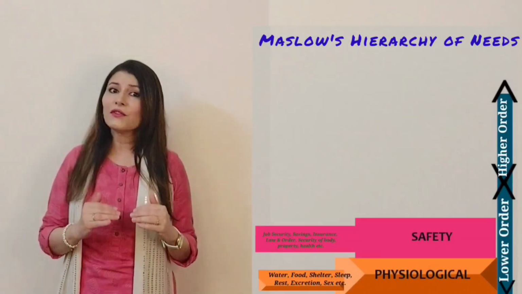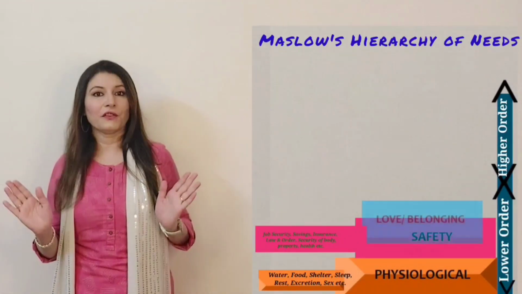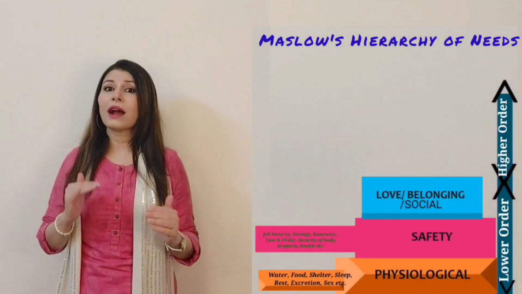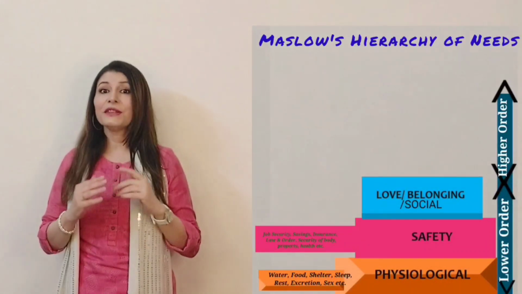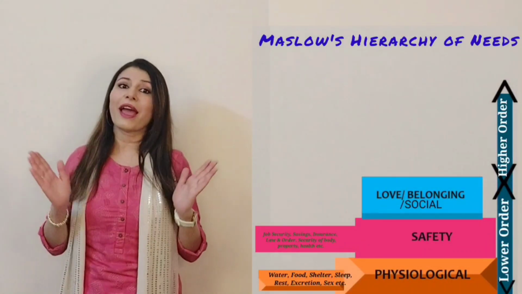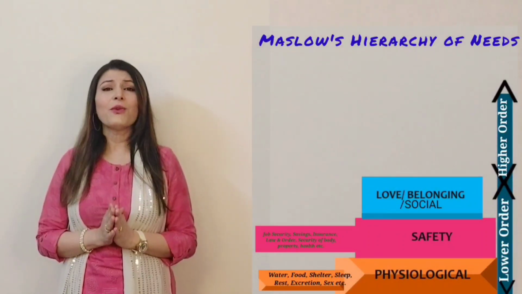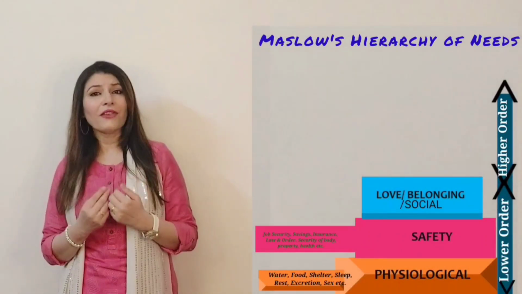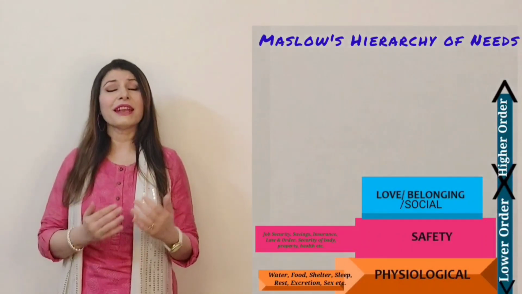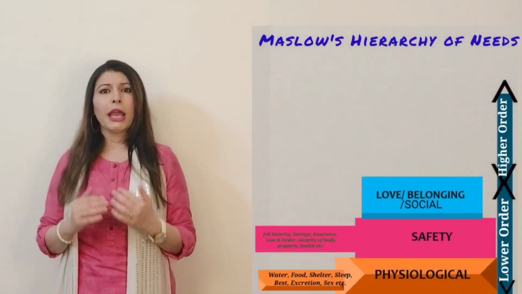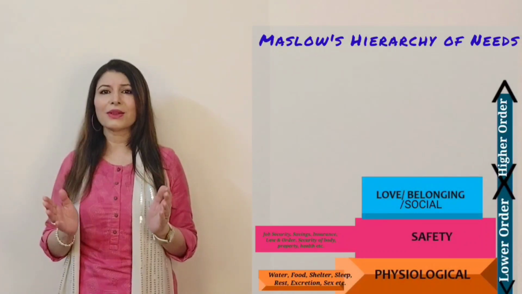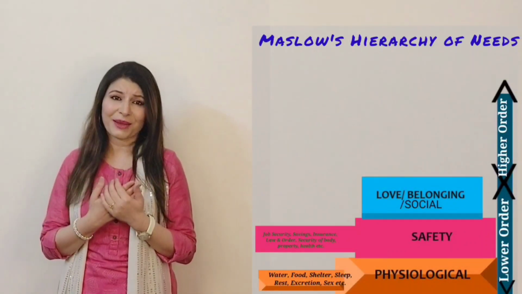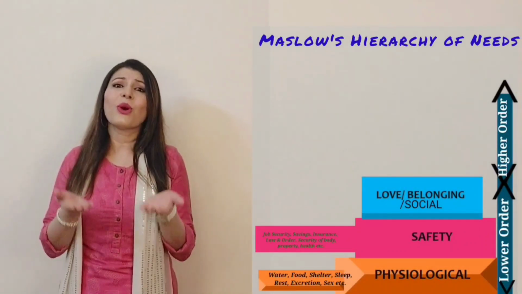When this need is also fulfilled, he feels safe, and now he starts thinking about the next higher order of needs, which is the need for love and affection. He wants someone who will love him. He wants to stay connected to people. Any person, regardless of their gender, religion or caste, wants someone to love them, and they also want to love others.